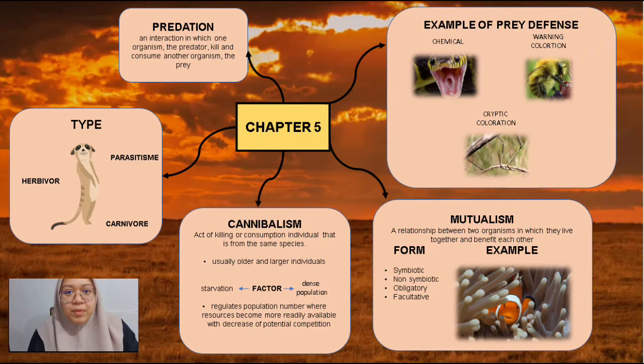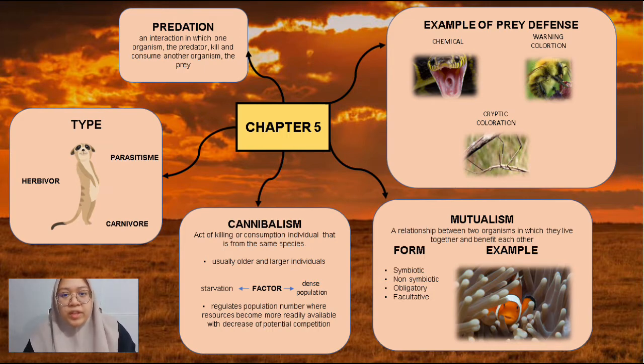We'll continue with Chapter 10, which we will touch about the positive and neutral interaction between organisms. First of all, I will talk about the predation. Predation is actually an interaction in which one organism, which is the predator, will kill another organism, which is the prey. There are three general types of predation that are carnivore, which is organism that mostly eat meat, such as tiger; herbivore, which is organism that eat autotroph, such as plant; and also parasitism, which is a parasitic relationship between the host and also the parasite, such as the tapeworm in the intestine.